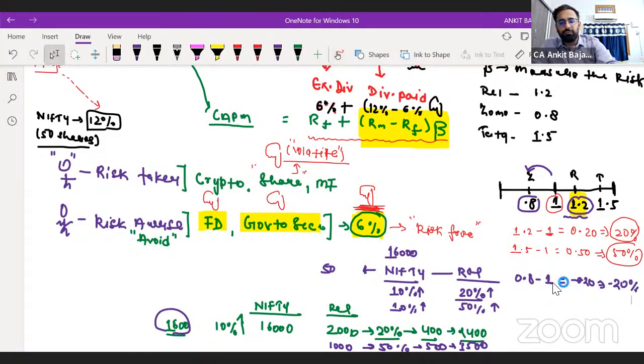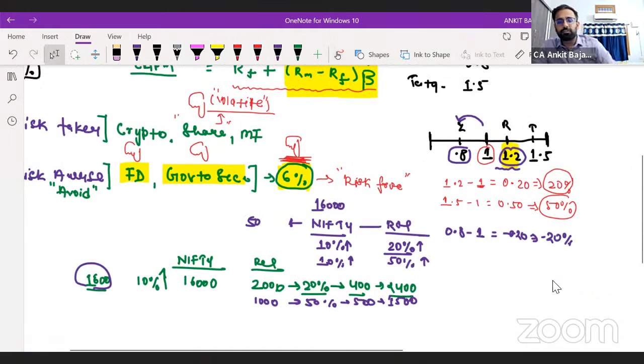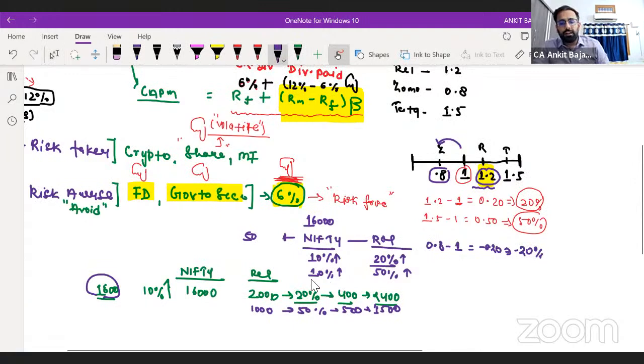Now, in this case, if Nifty is going up by 10%, in case of Zomato, there will be a fall in the share price of Zomato. So the share price of Zomato will fall by 20% because beta is lesser than 1. Are you able to understand? So whenever beta is lesser than 1, your share price movement will be just opposite of market movement, right? So if Nifty is going up by 10%, and let's suppose the share price of Zomato is 200, it will go down by 20%. So 20% of 200 is going to be how much? 40. That is minus 40, and the new share price is going to be 160, right?